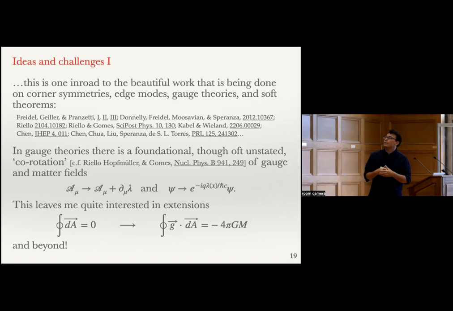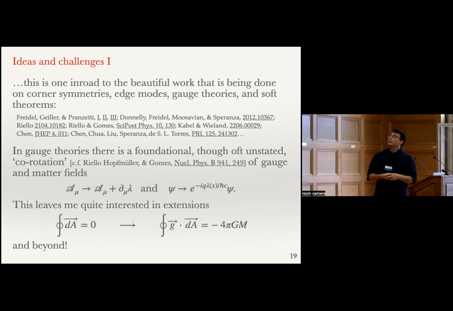Riello and Gomez have called this the co-rotation principle. We know that you can rotate the fermion field with a gauge transformation, and you have to correspondingly rotate the gauge field with that gauge transformation. So I'm interested in better understanding co-rotation in the context of gravitation.